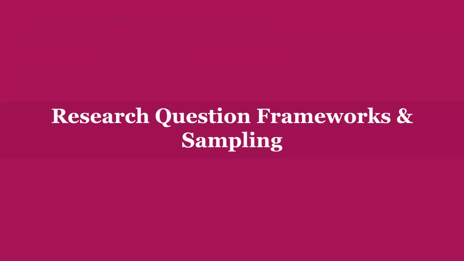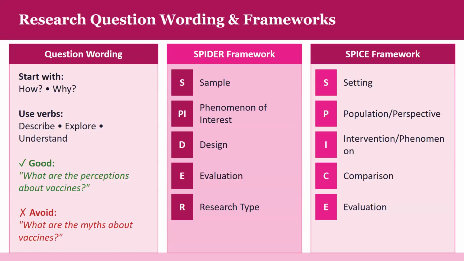Now we'll talk about the research question frameworks and sampling. The question wording for qualitative research, they start with how and why, and we use the verbs like describe, explore, understand. For example, one of the questions is what are the perceptions about vaccines? We should avoid questions like what are the myths about vaccines. So this is giving a hint to the person. That's why we have to use some general terminologies, like what are the perceptions about vaccines.